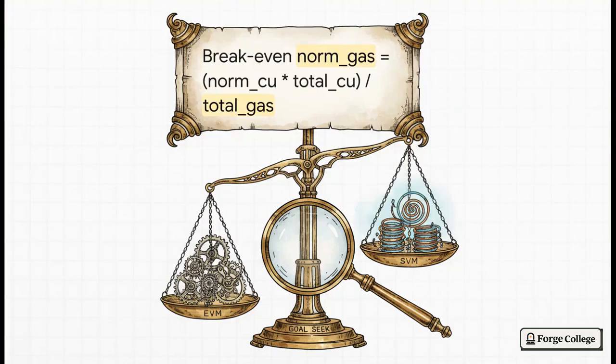Let's figure out how to find the exact spot where our EVM and SVM scales perfectly balance out. For a given transaction mix, we want to solve for the exact normalization ratio that makes the average per transaction cost identical on both chains. The algebra here is pretty straightforward. The break-even norm_gas factor simply equals the SVM norm_Q factor multiplied by the total_Q, all divided by the total_gas. Honestly, if you're in a spreadsheet, you can literally just use the goal seek feature to find this without even breaking a sweat.